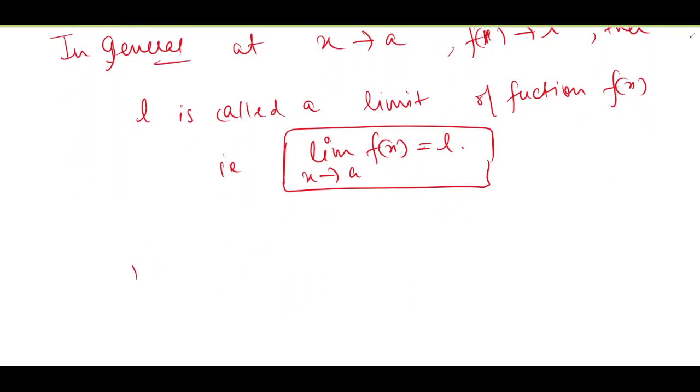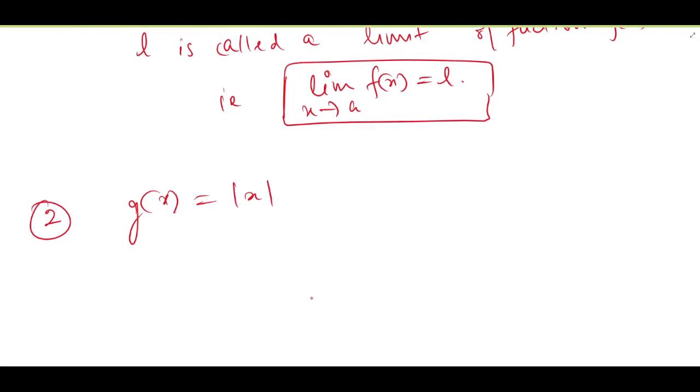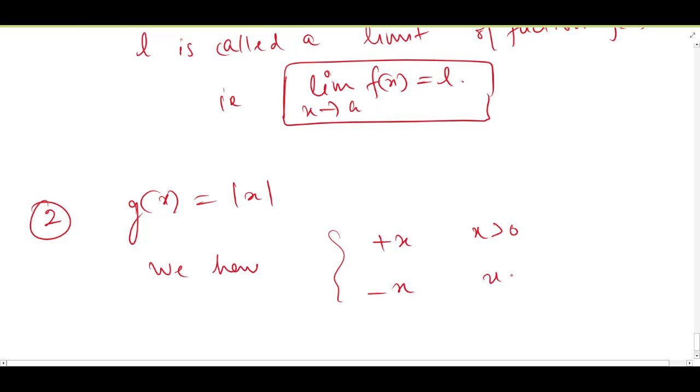So we have another example. g of x is equal to mod of x. By piecewise notation, we have positive x when x is greater than 0 and negative x when x is less than 0.